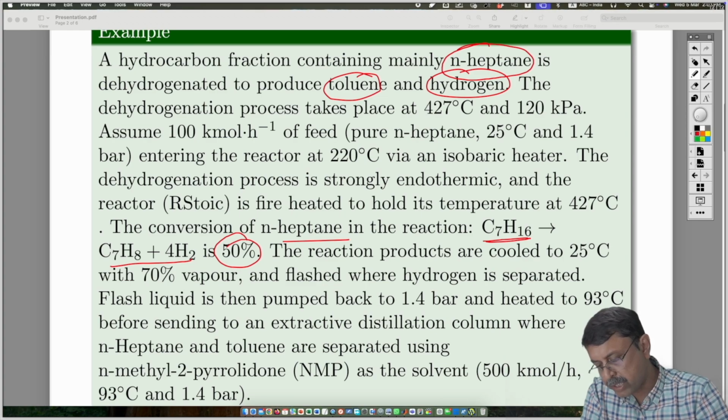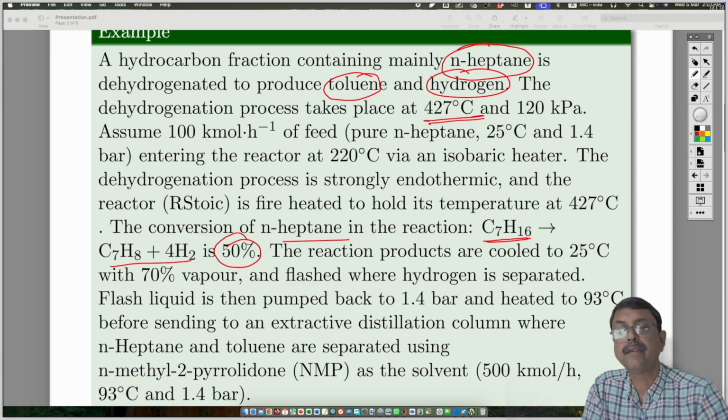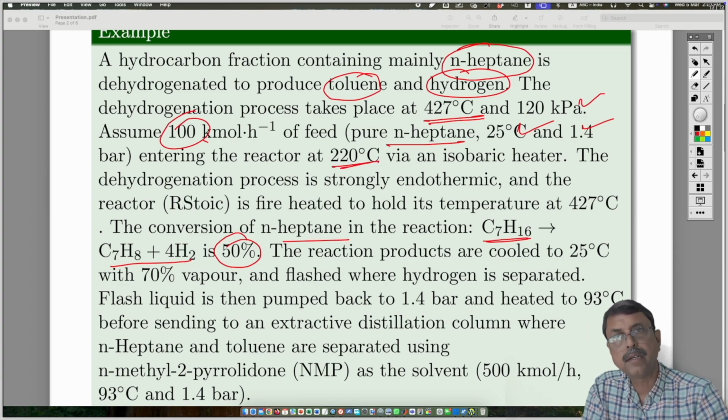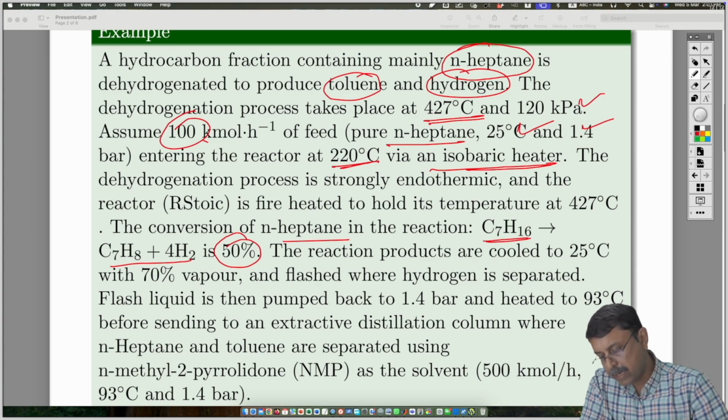The dehydrogenation process takes place at 420 degrees centigrade, which is a very high temperature, and 120 kilopascal pressure. Assume the feed, that means pure N-heptane, has its flow rate, temperature and pressure given. It enters a reactor at 220 degrees centigrade. So it is preheated to 220 degrees centigrade before it enters the dehydrogenation reaction, via an isobaric heater. That means at the heater the pressure is constant and it is preheated to 220 degrees centigrade.